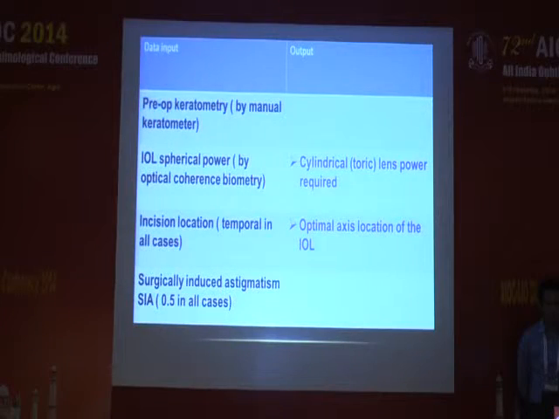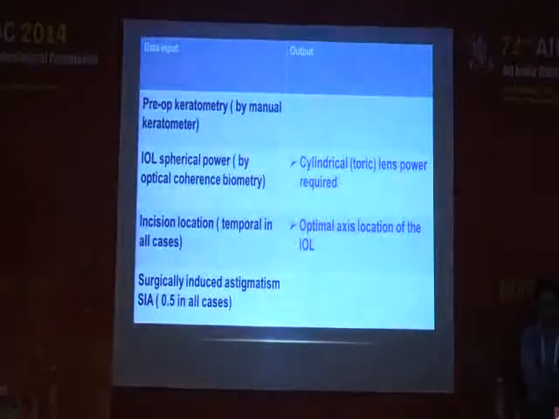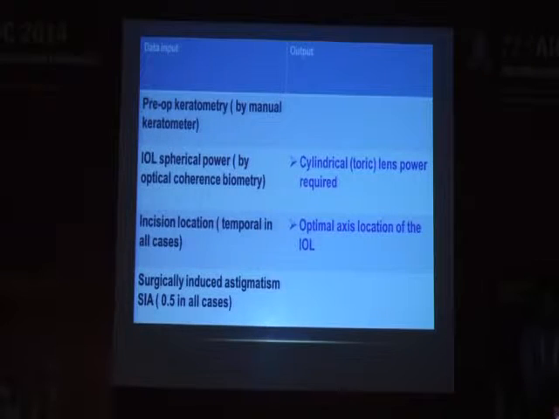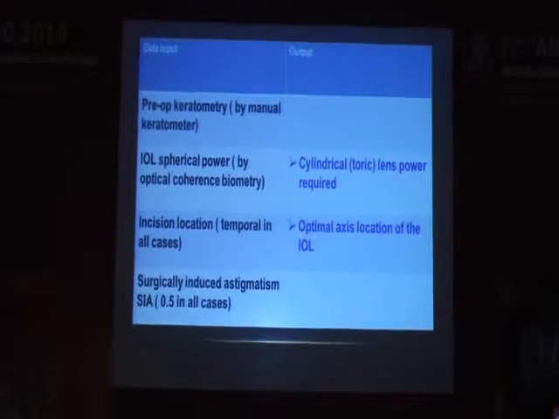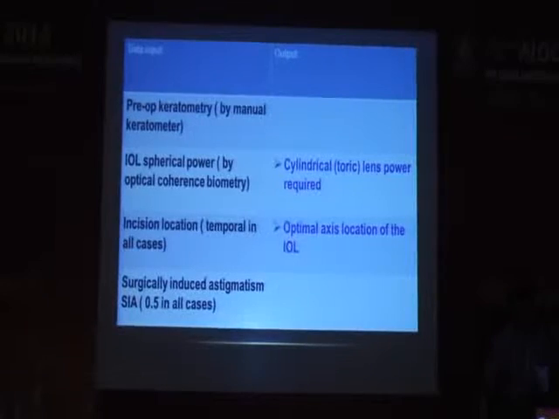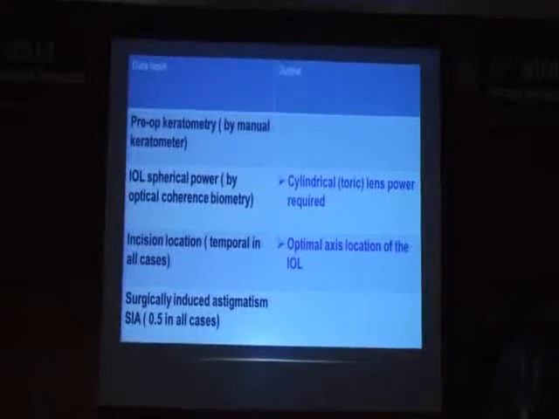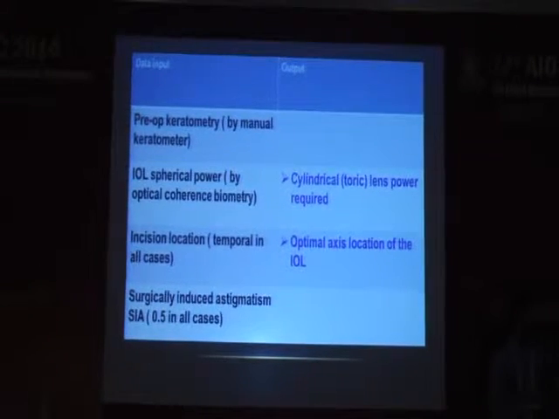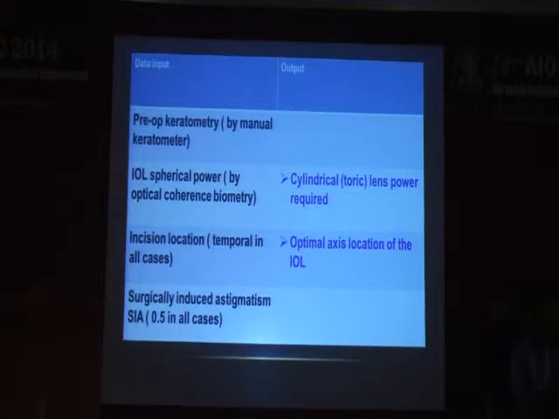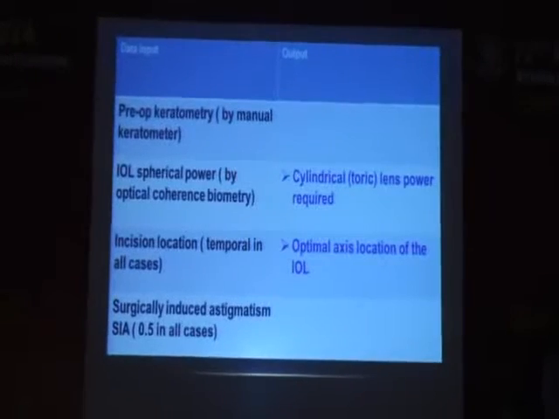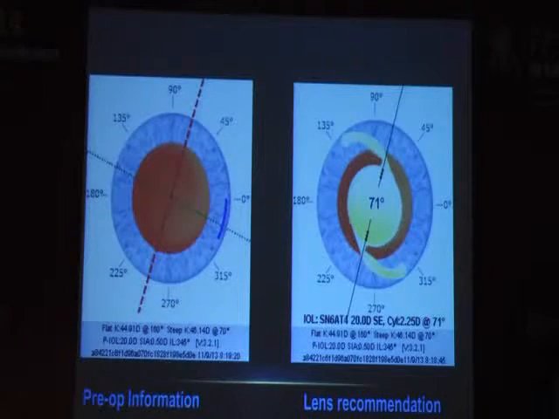The data which we entered: the pre-op keratometry was calculated by manual keratometer. The IOL spherical power was obtained by optical coherence biometry. The incision location was temporal in all cases, and the surgically induced astigmatism was 0.5 in all cases as it was performed by one surgeon. The output from the program is the cylindrical toric lens power required and the optimal axis location of the eye. This is an example of the pre-op information and the lens.